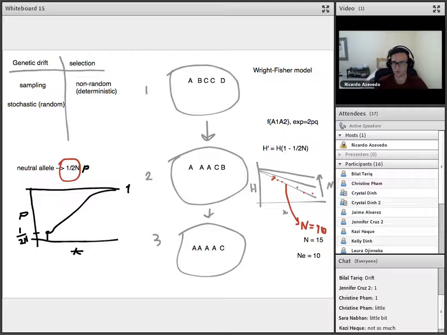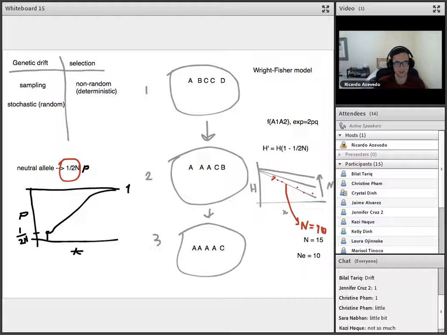What is the actual number of individuals versus the number of individuals that do participate in reproduction? Sorry, one more thing actually. The Wright-Fisher model also assumes that the population size stays fixed. That is not the case, right? So you can't really assume that. In a lot of populations, the population size changes over time. And in order to take that into account, you can use the harmonic mean.